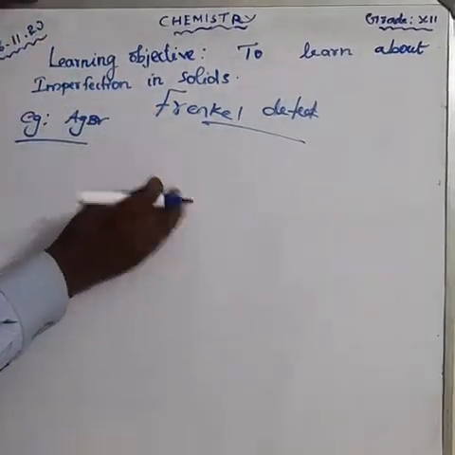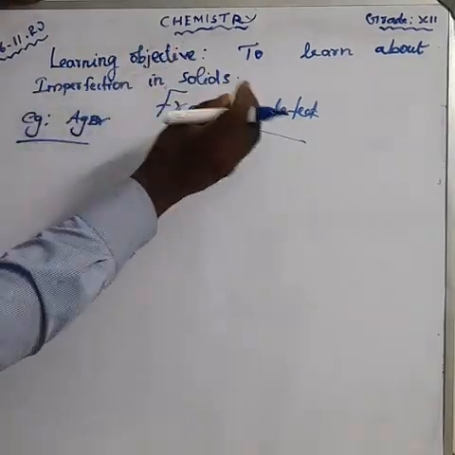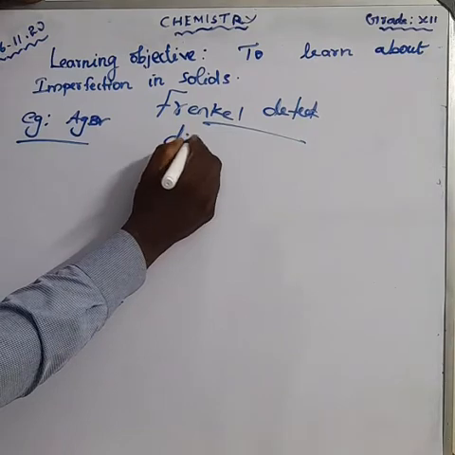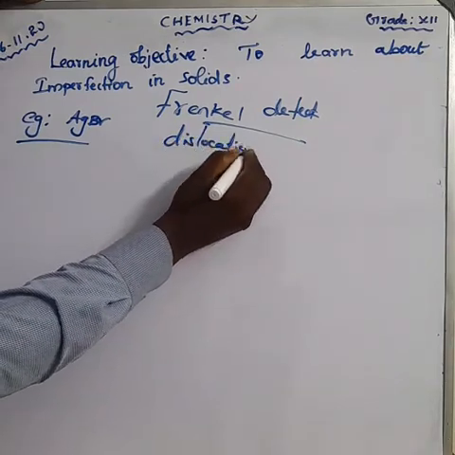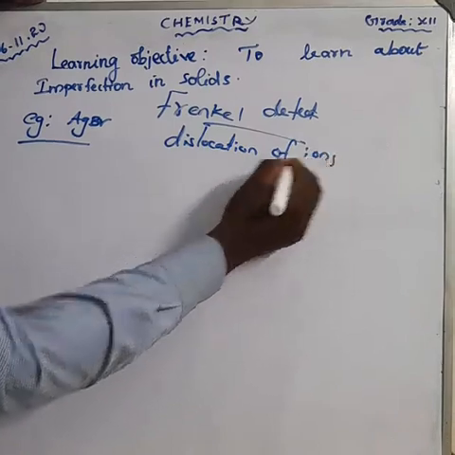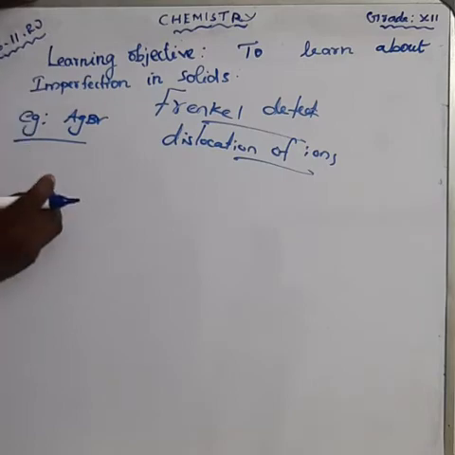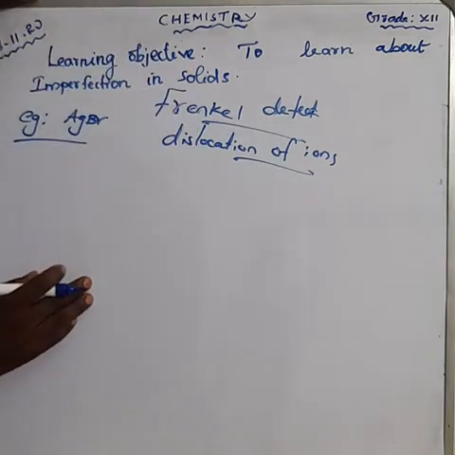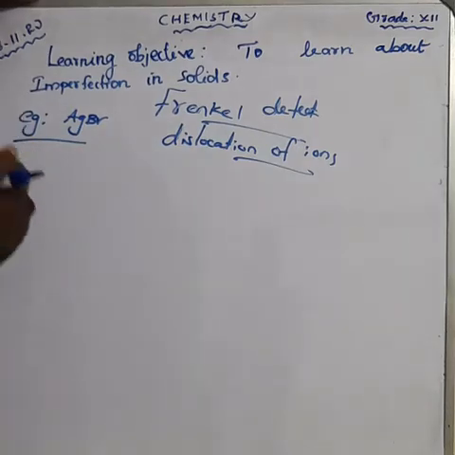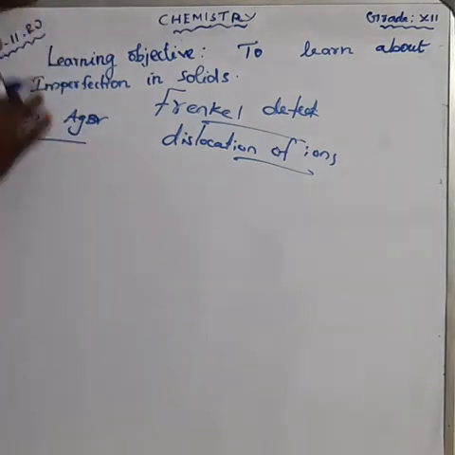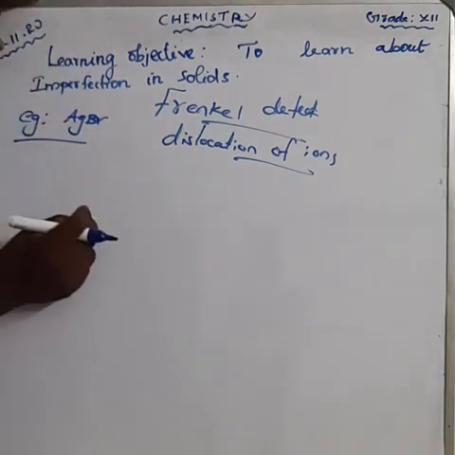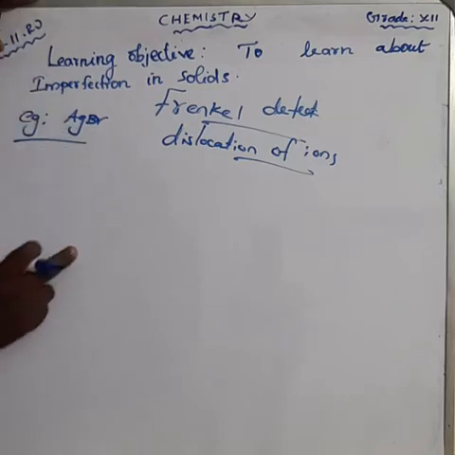It is about that due to the dislocation of ions. One of the Ag plus ions is missing from the crystal lattice and it occupies an interstitial position. Clear? One of the Ag plus ions is missing from the crystal lattice point and it is occupying an interstitial position.